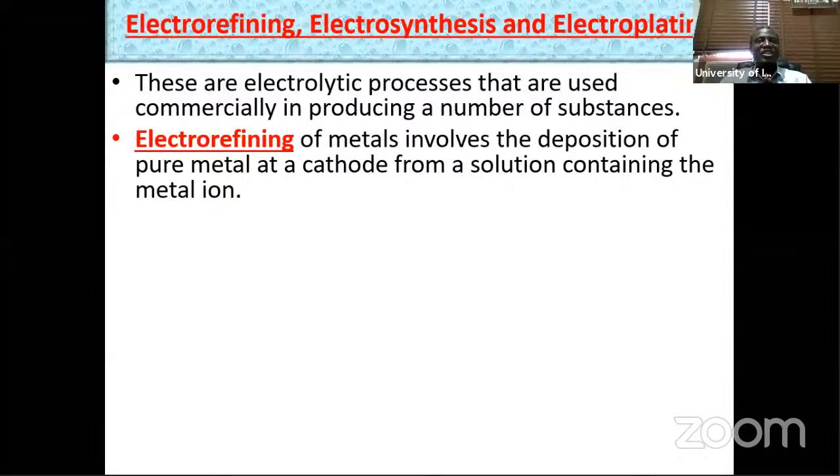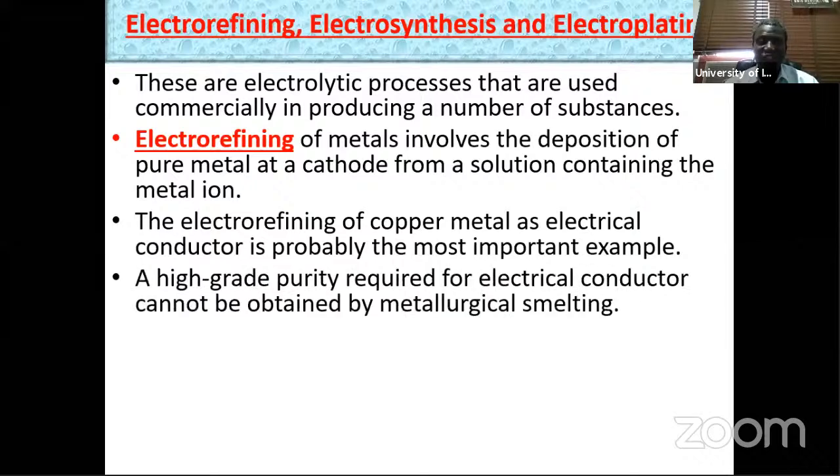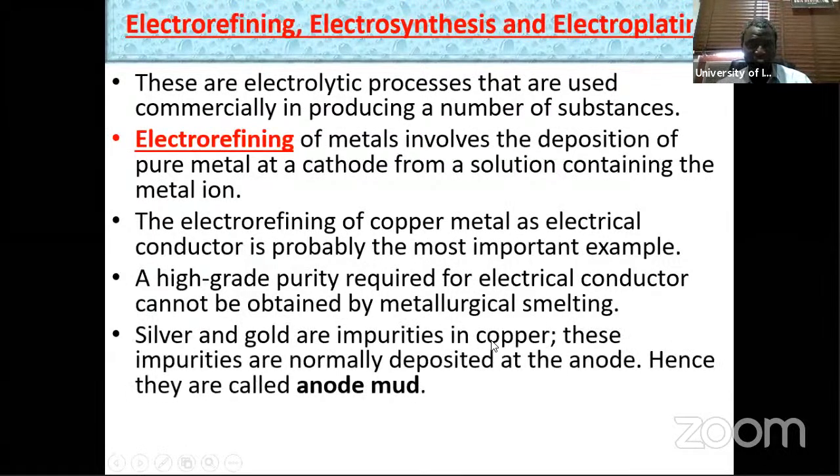What the advantage of this is, if you want to produce metals that are very, very pure, then you have to use the electrorefining method. You spend a lot of money, but normally they are very good conductor. For instance, if you want to produce copper for electric conductivity, then you have to use that. So you produce high grade purity of conductor that can be used to conduct electricity. Not the type that you use for metallurgy.